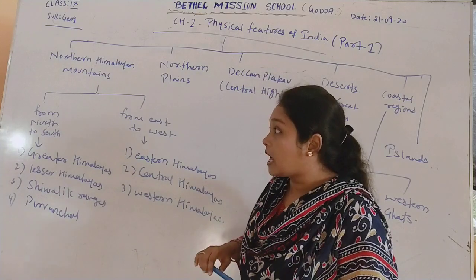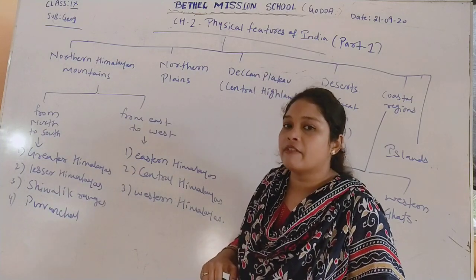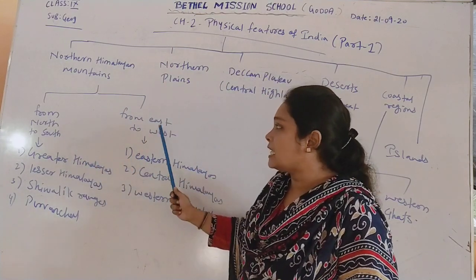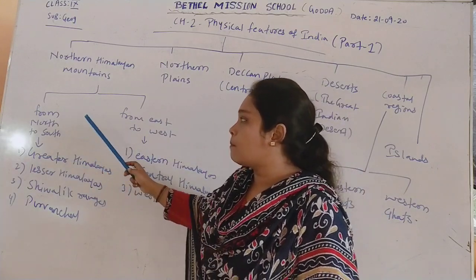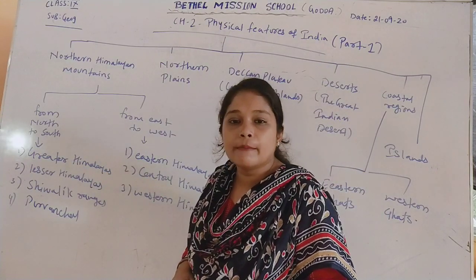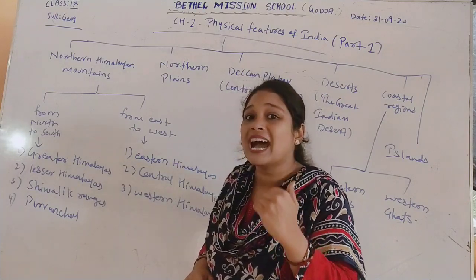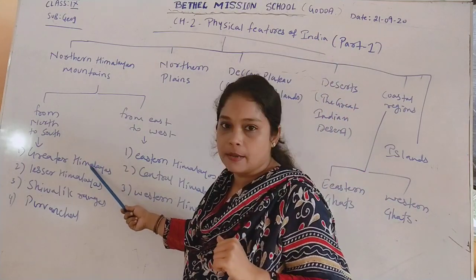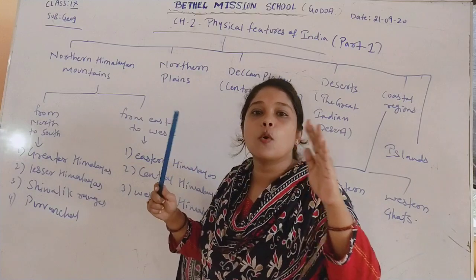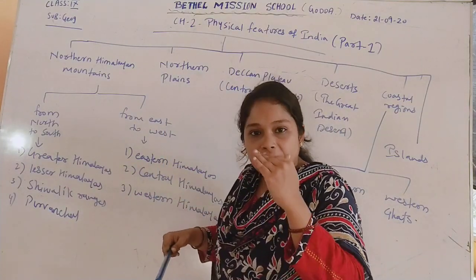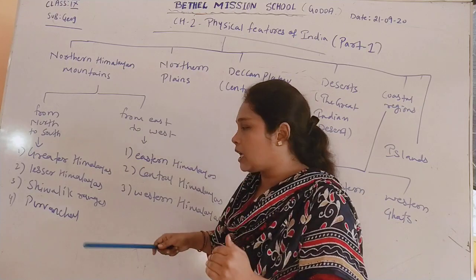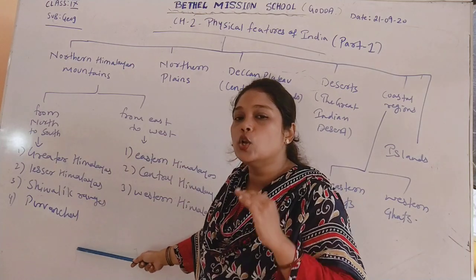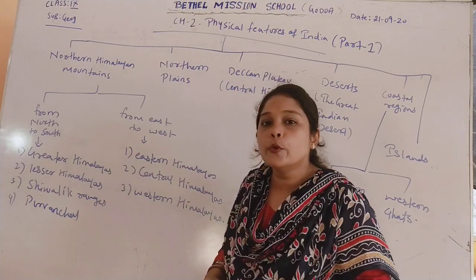Now, the Himalayan mountains can be divided physically into two: from north to south division and from east to west division. When we talk about north to south division, the Himalayan mountains can be divided into four according to height. The very upper part of the Himalayan mountains is known as the Greater Himalayas or Himadri, which is always covered with snow. After that, when we come to the lower point after Greater Himalaya, we have the Lesser Himalayas. After that we have the Shivalik ranges, and lastly the lowest point of the Himalaya is called Purvanchal.